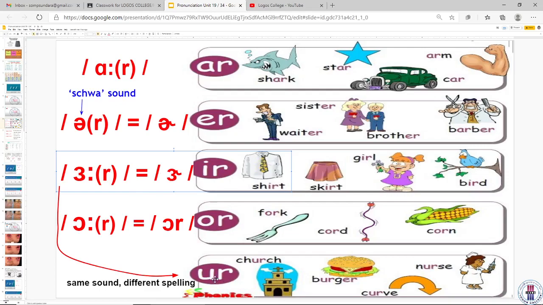You come down here, you notice the letters UR. So these are letters, okay? Not phonemes, so be careful. If you notice the letters UR, it makes the same sound. It's just spelled with the letters UR, not IR. So same sound, different spelling. Church, burger, curve, nurse. The British would say nurse, curve, burger, church. They don't like that R sound.